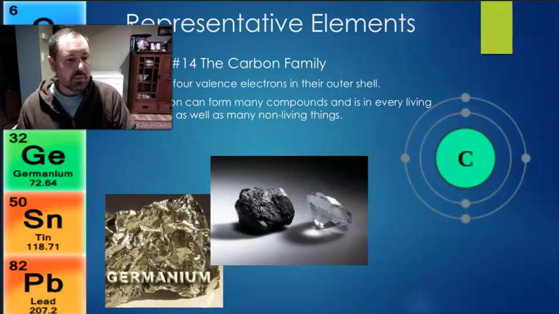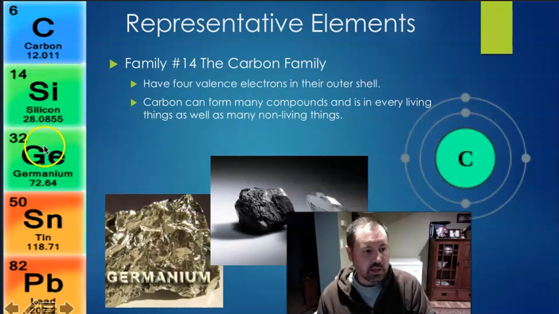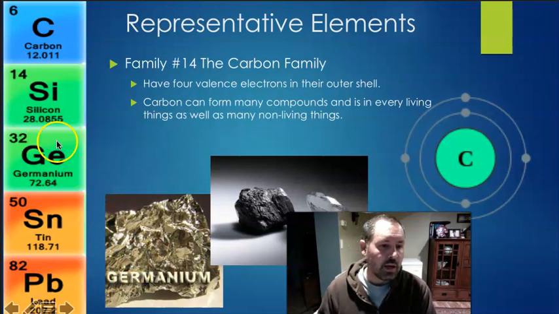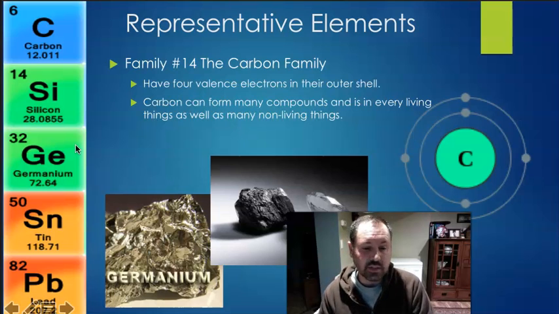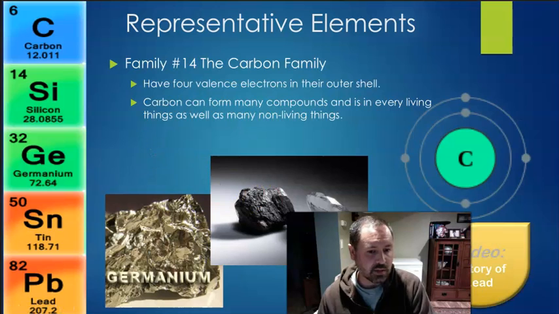Now we're at element family 14. It's the carbon family. So it's got carbon, silicon, germanium, tin, and lead. Do you have to memorize all those? You do not. They have 4 valence electrons in their outer shell. And carbon is in tons of things. Actually, anything that is living has to have carbon in it. That's just the way it is. It's also in lots of non-living things.